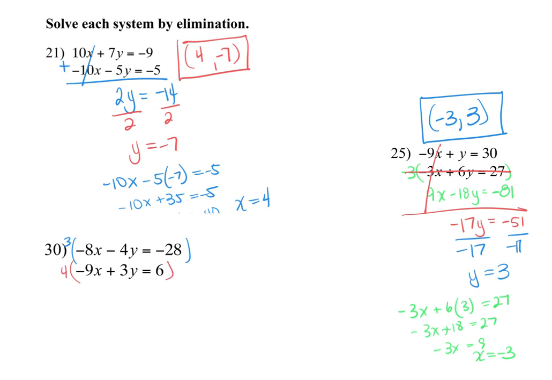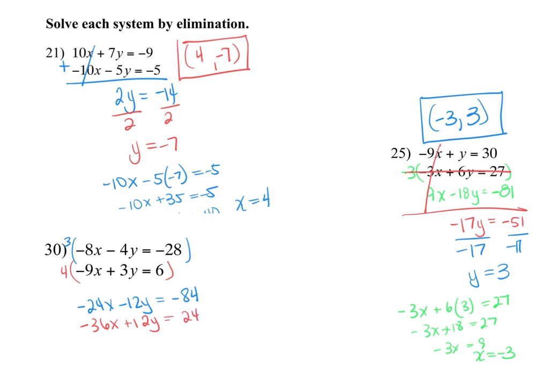This is just like the bell work here. And so 3 times negative 8, 3 times negative 4, and 3 times negative 28. All right. Then I'm going to do the 4. 4 times negative 9, 4 times 3, and 4 times 6.